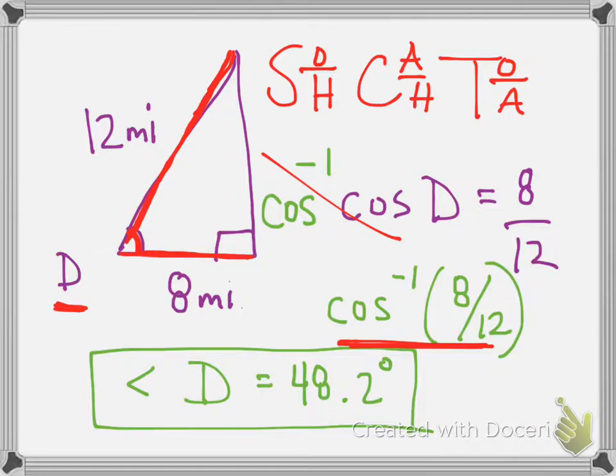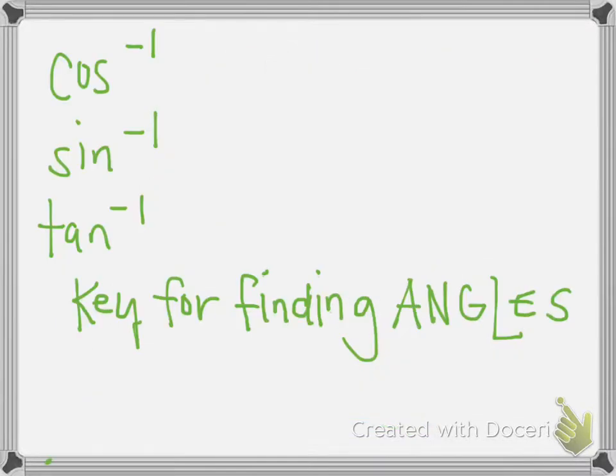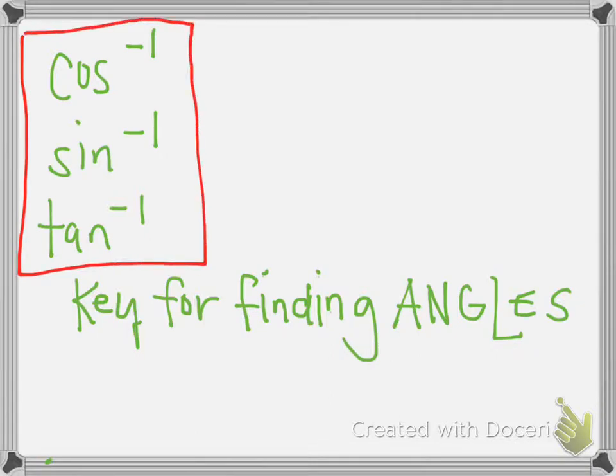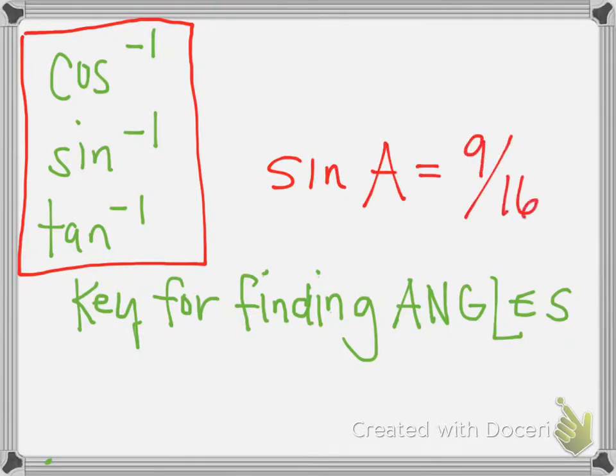So, to wrap up, these are the keys on your calculator that you use for finding angles. The reason you do those is because when you set up the equation, like sine of angle A is 9 over 16, you want to solve for angle A. So you've got to get rid of sine. And this is the way you get rid of sine. You do that to both sides, the inverse sine.